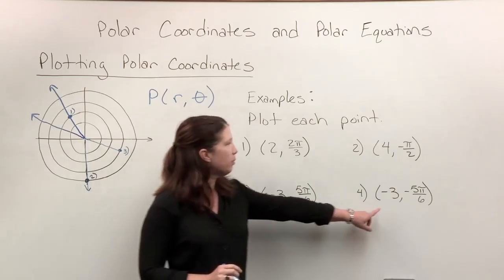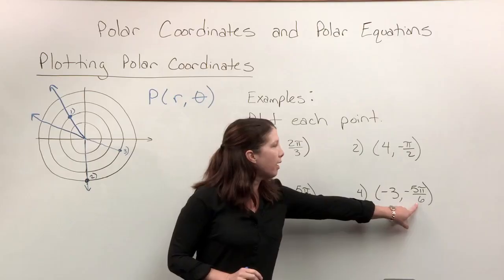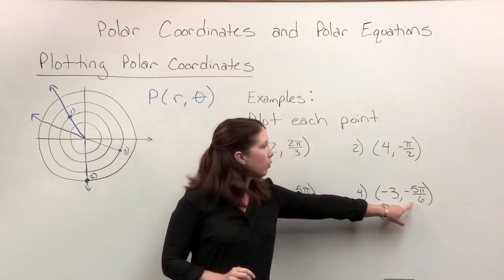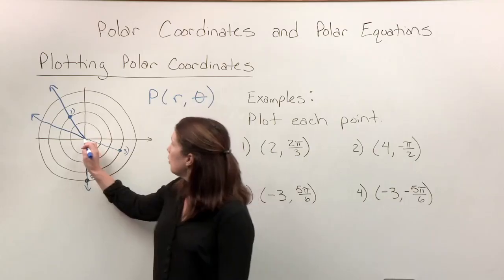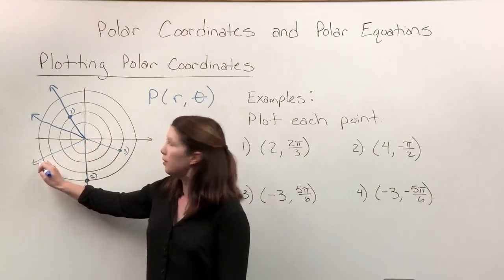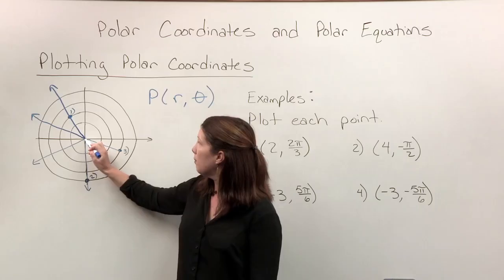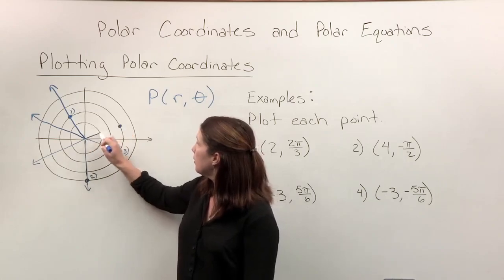In our final example, we have an r value of negative 3 and a theta value of negative 5 pi over 6. So let's start with negative 5 pi over 6, which means we're rotating 5 pi over 6 radians in the negative direction. And now a value of negative 3 for r means we would move 1, 2, 3 units in the negative or opposite direction.